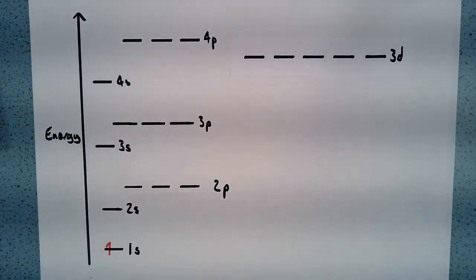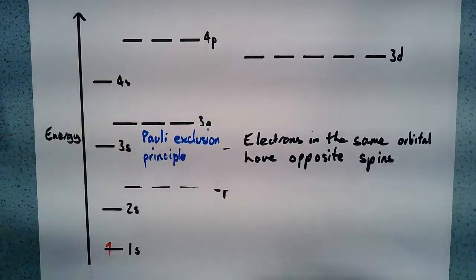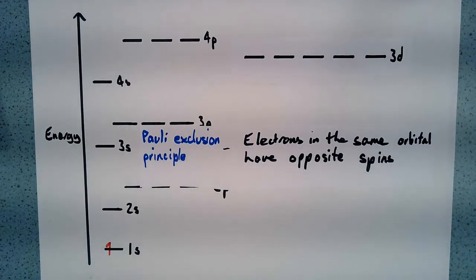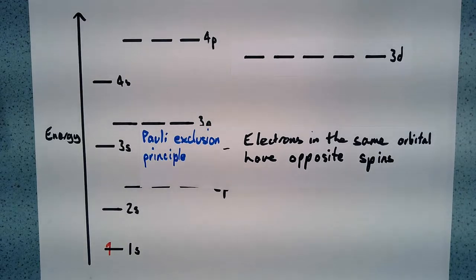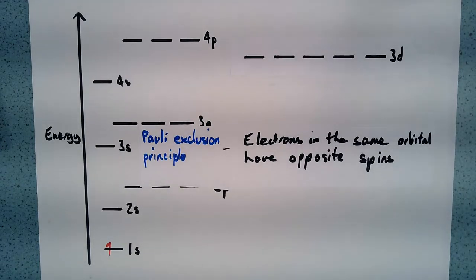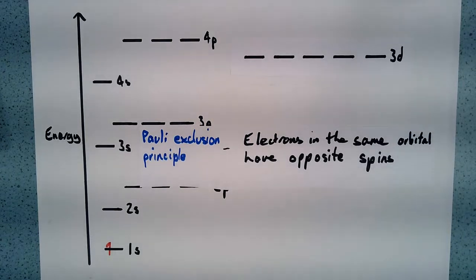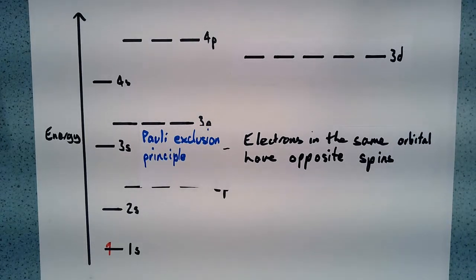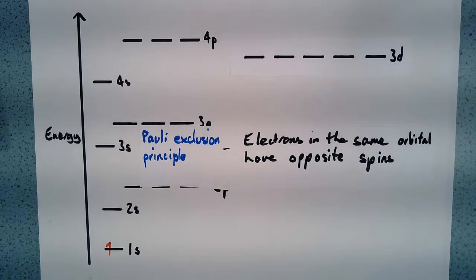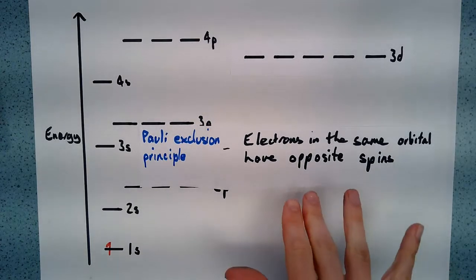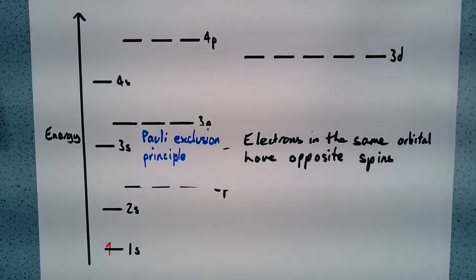The second principle that we have is something called the Pauli Exclusion principle, and that means basically that if you have 2 electrons in this s shell, they will have what we call opposite spins. Now spin is just a property of an electron. It comes from a quantum number, but all we need to know at this stage is that if we have 2 electrons in the same orbital, they must have opposite spins.